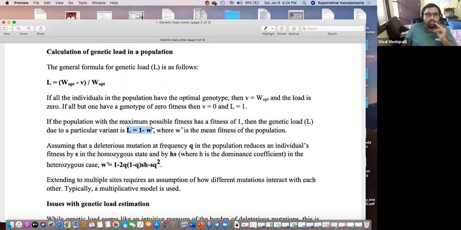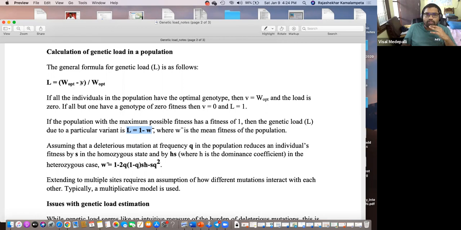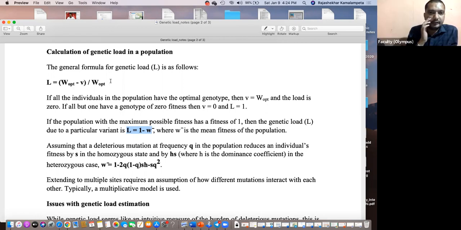Sir, for W optimum, what is the unit, sir? Is there a unit, or how do we say? We said it's the fittest genotype. Yeah, I don't think there are units for this. They get cancelled out, right? W optimal minus W bar has the same units, divided by W optimal, which will have the same. So they get nullified. So these are just factors. So no units to it. Correct?